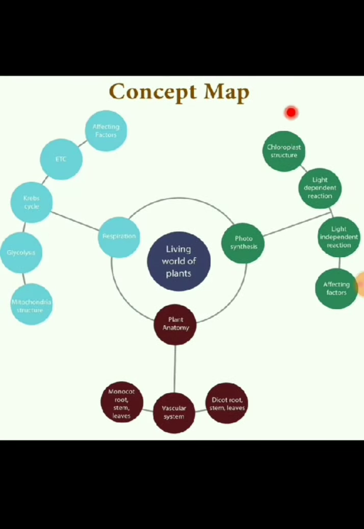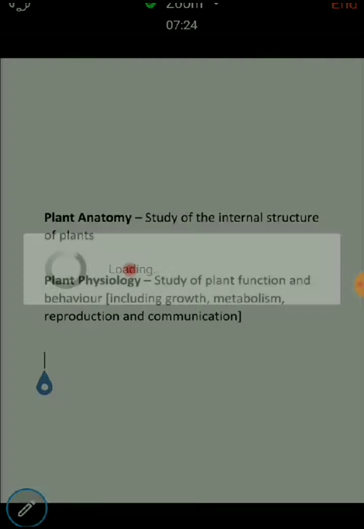This is the concept map of this lesson. Whenever you start learning a lesson, please go through this concept map. This will help you understand what you are going to learn in this lesson. This lesson is about plants. You will be learning about plant anatomy, which includes the monocot root, stem and leaves along with dicot root, stem and leaves. Along with that, you'll be learning about the process of photosynthesis and respiration.